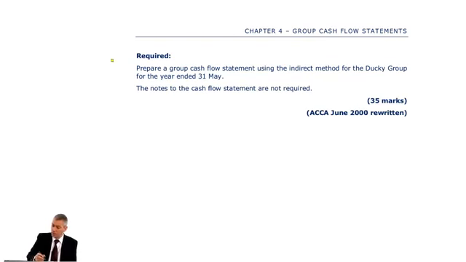So here we go. Starting with the requirement, you can see what the requirement is. It's asking for a group cash flow statement using the indirect method, which is the one that starts with profit. And it's 35 marks and off we go. So the first thing to do is to learn the pro forma. I have a blank journal just over my shoulder.